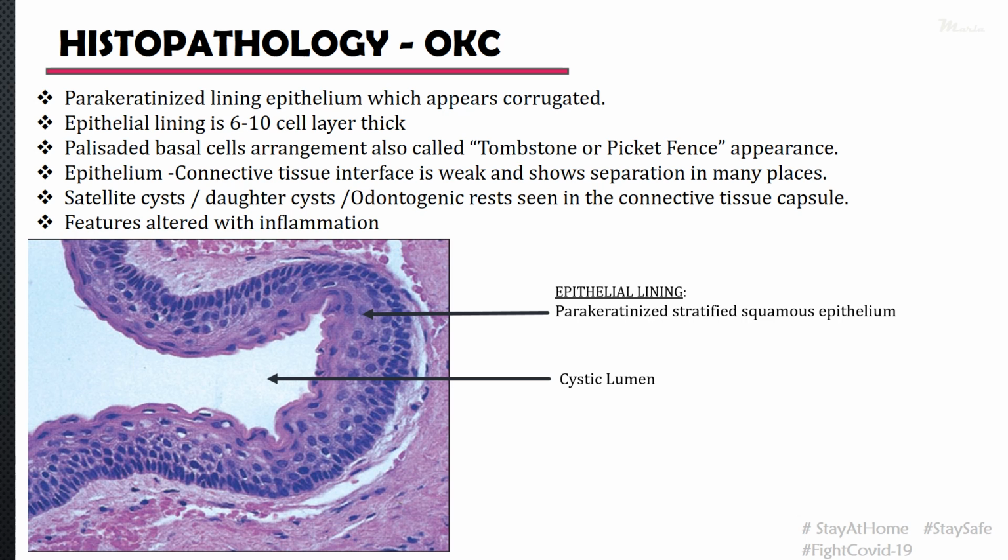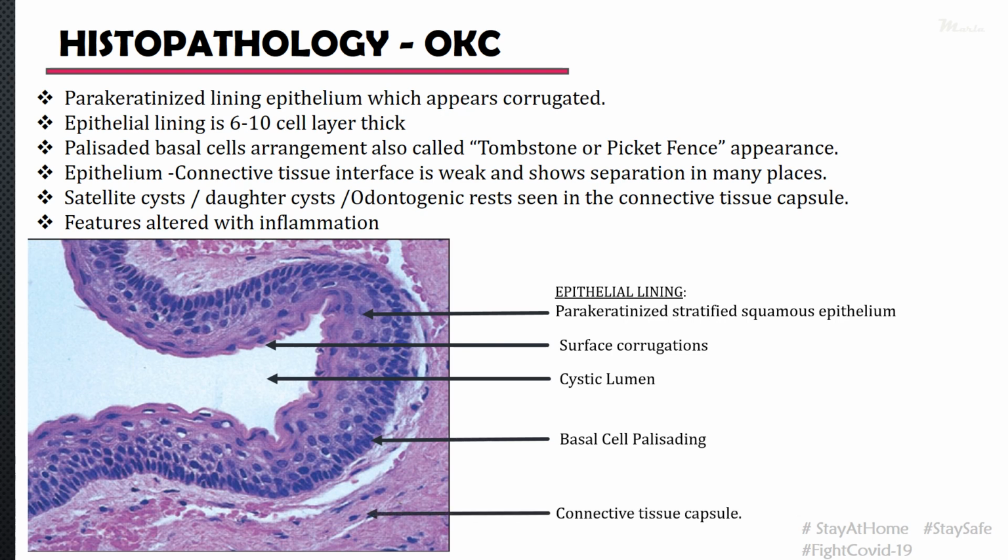The parakeratinized epithelium is identified by the presence of a thick keratin layer showing a pyknotic nucleus. The epithelial lining shows characteristic surface corrugations as seen in this image. Further, the basal cell layer is columnar in shape and shows hyperchromatic nuclei. The nuclei of the basal cell layer show the characteristic palisaded arrangement. This is what is referred to as the tombstone or picket fence appearance.